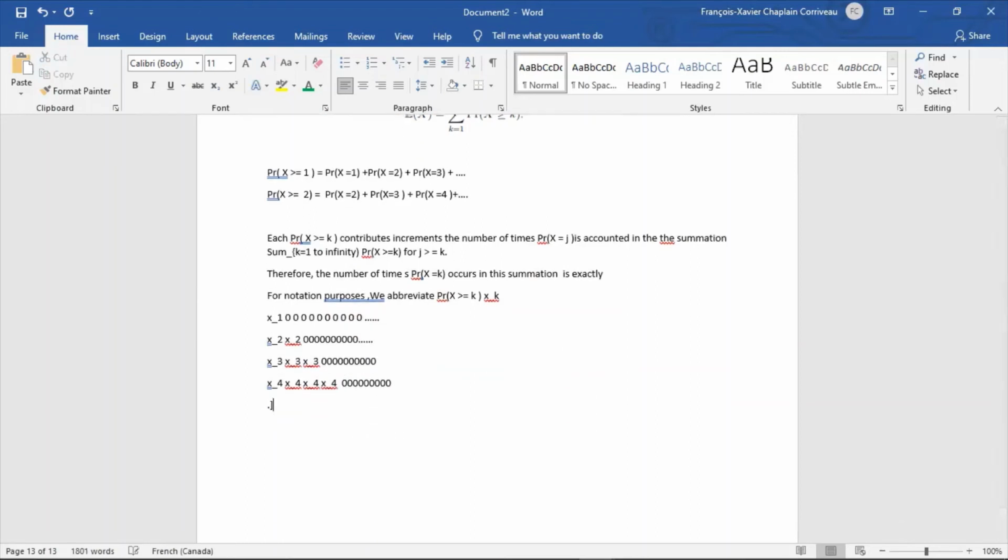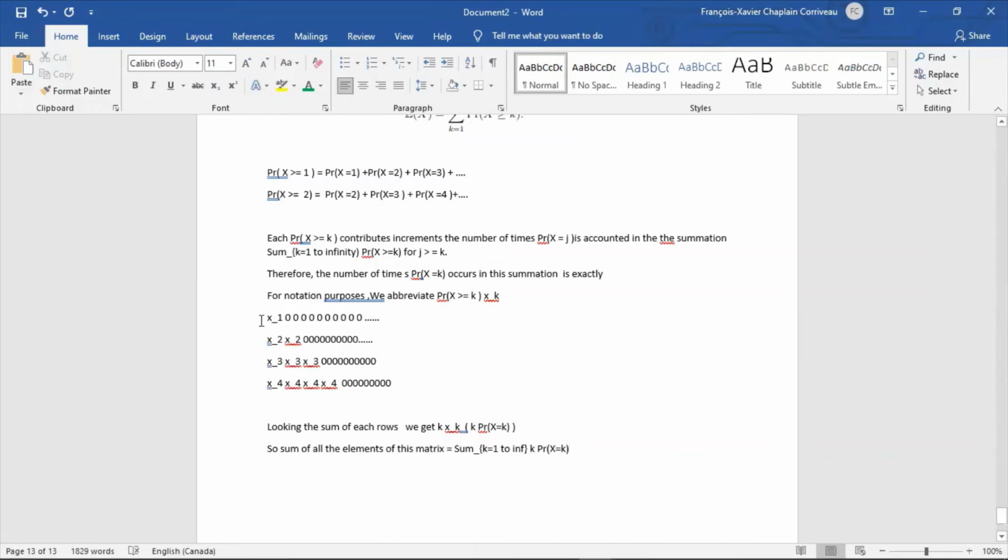So looking at the sum of each row, what do we get? It's exactly equal to k times xk, which is just equal to k times the probability that x is equal to k. So the sum of all the elements of this matrix is equal to the sum from k equals 1 to infinity of k times the probability that x is equal to k.